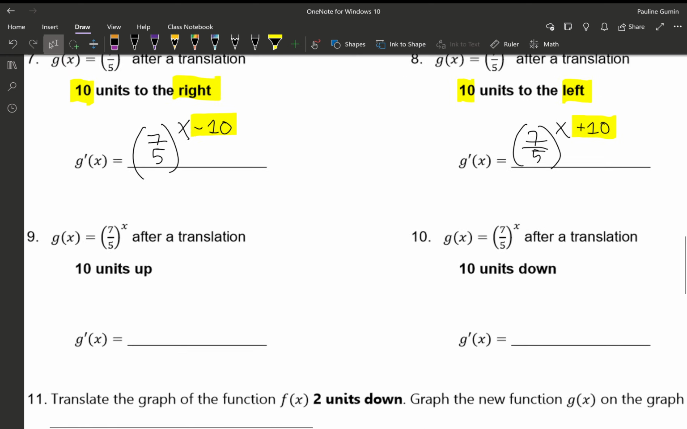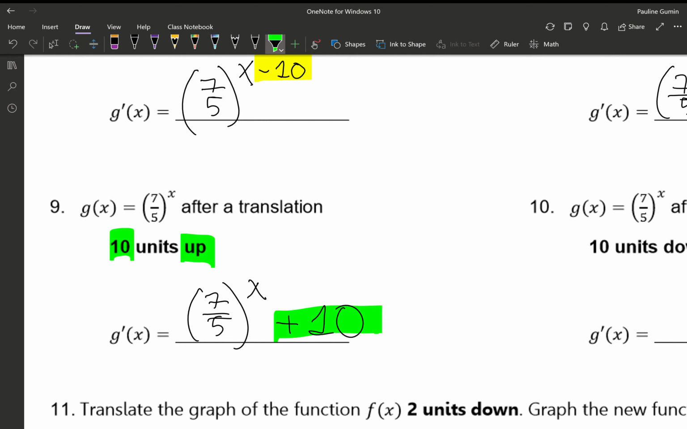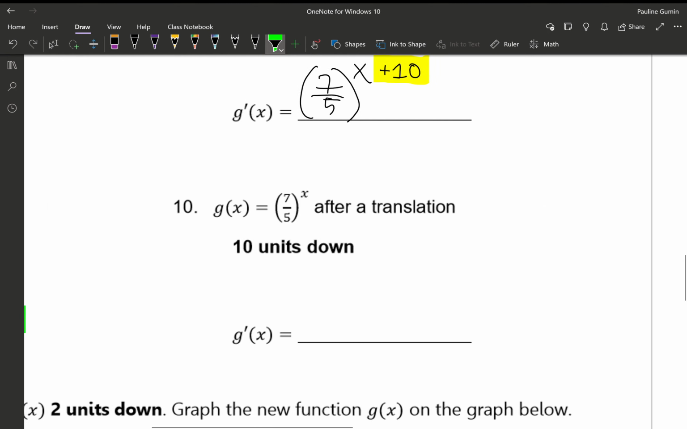All right, number 9. We're going to now translate the same function up. Now, when we translate up, luckily, it's very intuitive. We're adding, and we're adding outside the function, so not in the x. Well, if adding moves you upwards, my goodness, then subtraction moves you downwards.